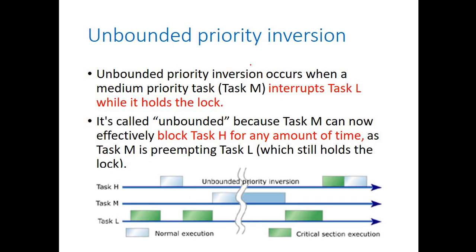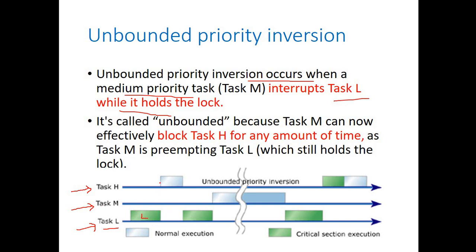Coming to unbounded priority inversion, this occurs when a medium priority process interrupts H while it holds the lock. So consider a scenario. There are three processes: low priority process L, high priority process H, and medium priority process M. So as usual, the low priority process is in its critical section because it holds the mutex lock on the resource.